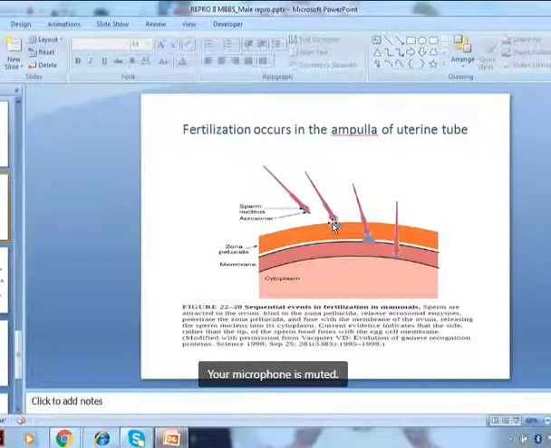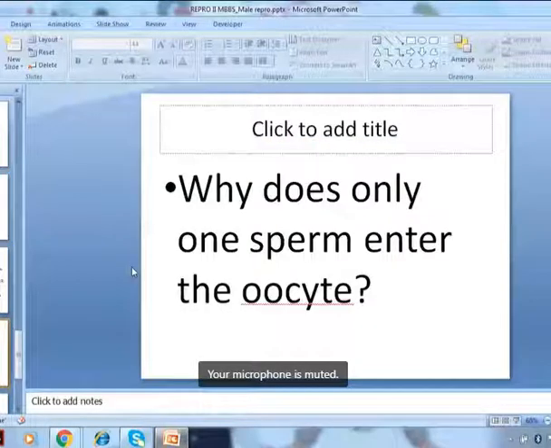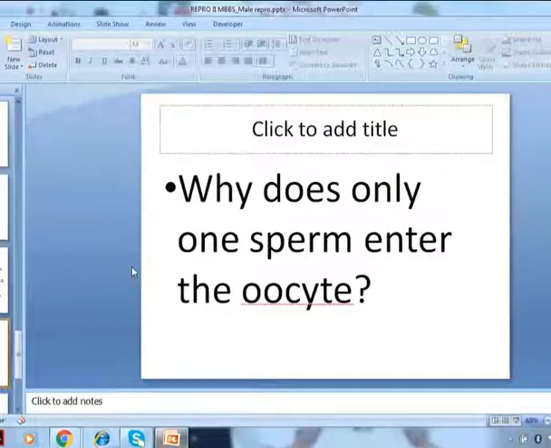Am I clear? Yes, sir. Cortical granules from the ovum get exocytosed, and that will cause the ZP3 block. And if the ZP3 block is there, there is no further binding of the sperm with this ZP3, and no acrosomal reaction and other processes as well. Am I clear? Yes, sir.